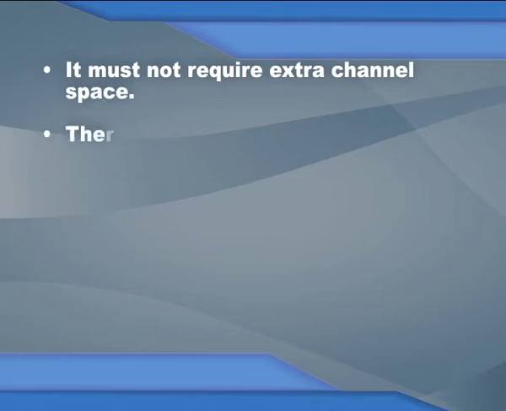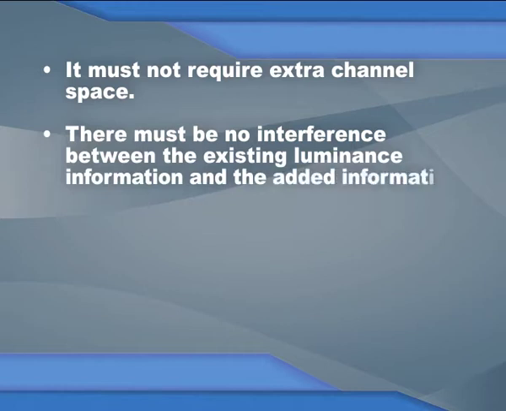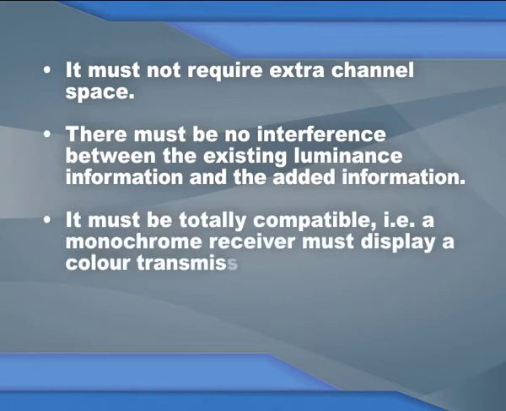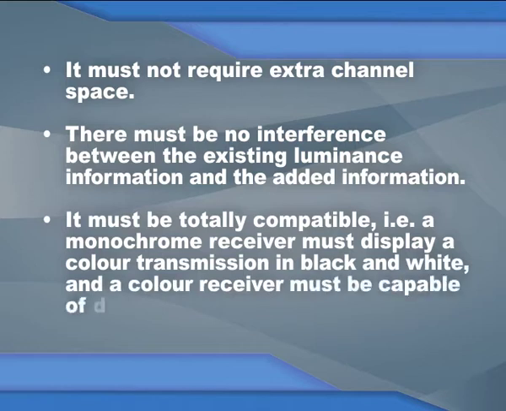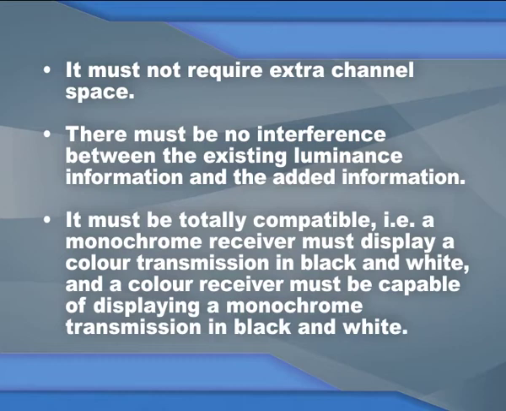Apart from the obvious difficulties, some severe constraints exist on the addition of color information. It must not require extra channel space. There must be no interference between the existing luminance information and the added information. It must be totally compatible. That is, a monochrome receiver must display a color transmission in black and white, and a color receiver must be capable of displaying a monochrome transmission in black and white.